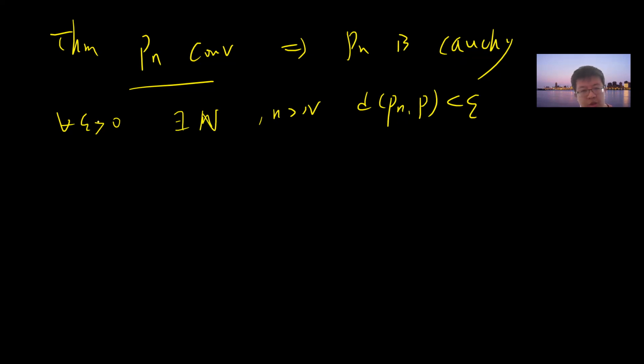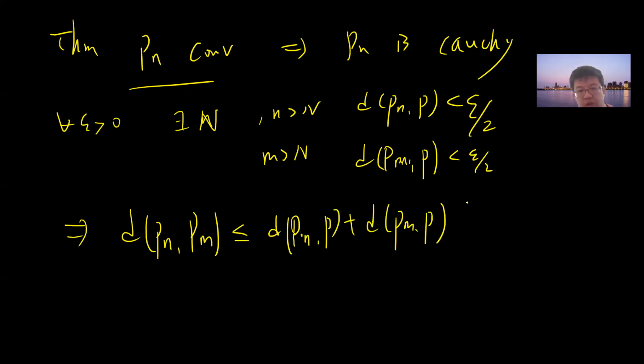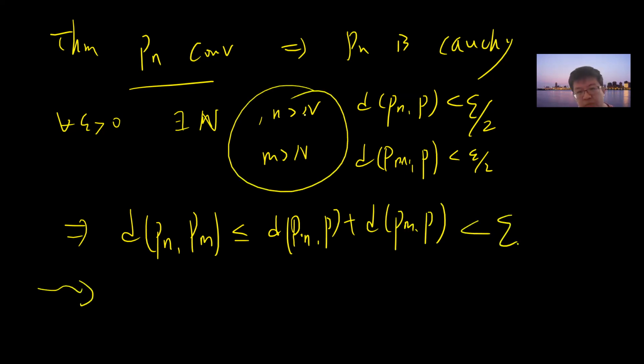You just take this to be epsilon divided by 2. That means for any m and another n greater than N, your d(p_n, p) is less than epsilon divided by 2, right? So you can easily prove that your d(p_n, p_m) is less than or equal to d(p_n, p) plus d(p_m, p), by the triangular inequality. So this is epsilon. Which proves that you just pick such an N, such that for every n and m greater than this larger N, your d(p_n, p_m) is less than epsilon. So this proves that p_n is Cauchy.